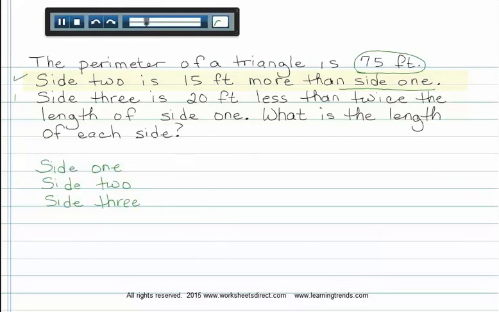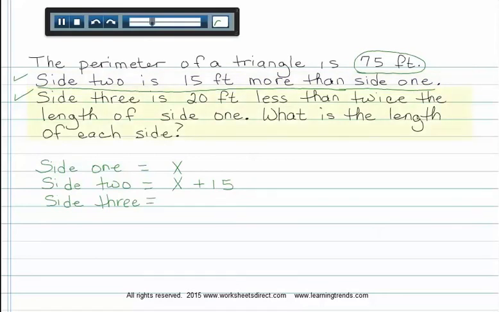The same thing for side 3. Side 3 is 20 feet less than twice the length of side 1. Again, side 3 is being compared to side 1. So we will let side 1 be represented by the variable x. Let's now determine what side 2 is. Side 2 is 15 feet more than side 1. Side 1 is x, side 2 is 15 feet more. So the variable expression for side 2 is x plus 15.